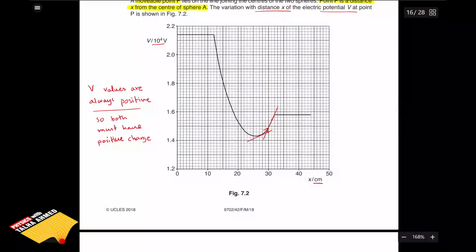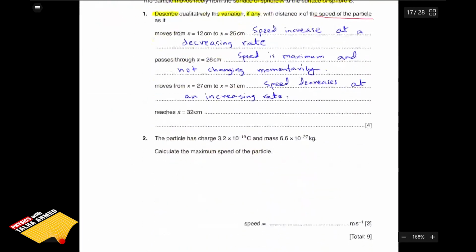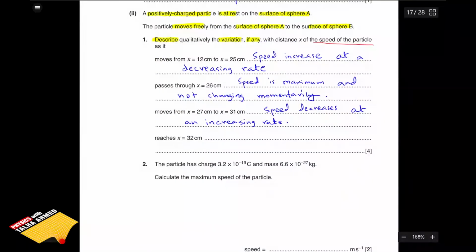Now, the last part asks you what happens to the speed when it reaches the surface of sphere B at x equals 32 centimeters. You're going to notice that the graph, when it reaches x equals 32 centimeters, is still not flat. It becomes flat after that when it hits the surface, but when it is arriving at the surface, it's not going to hit the planet at a speed of 0. It will have some speed.